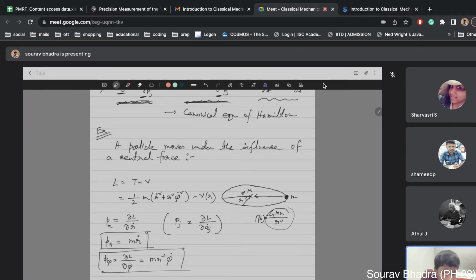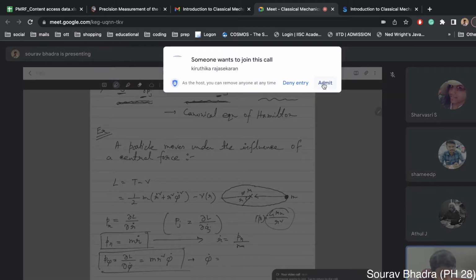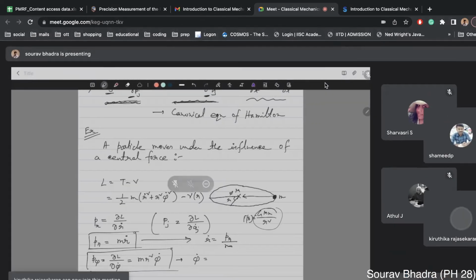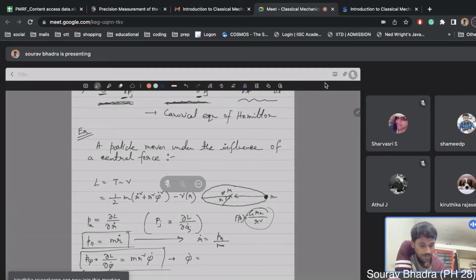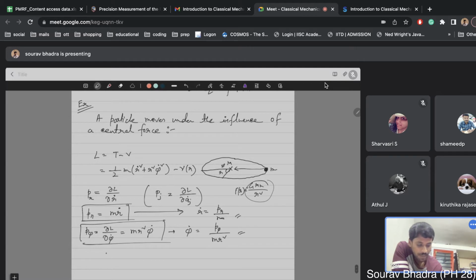Now I am expressing r dot in terms of P r, and phi dot is p phi by m r square. So r dot and phi dot are these two. Now we will calculate the Hamiltonian.